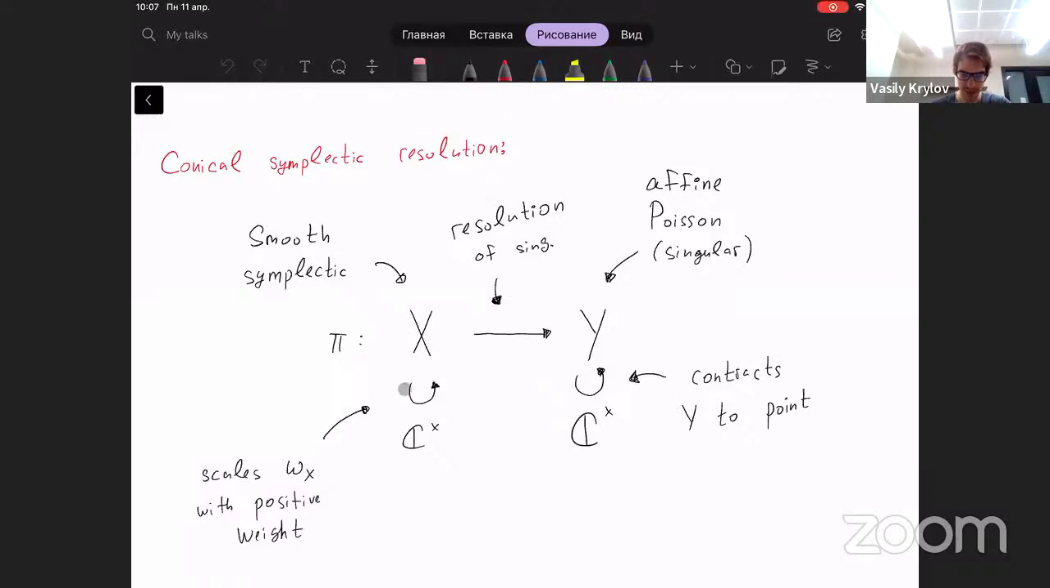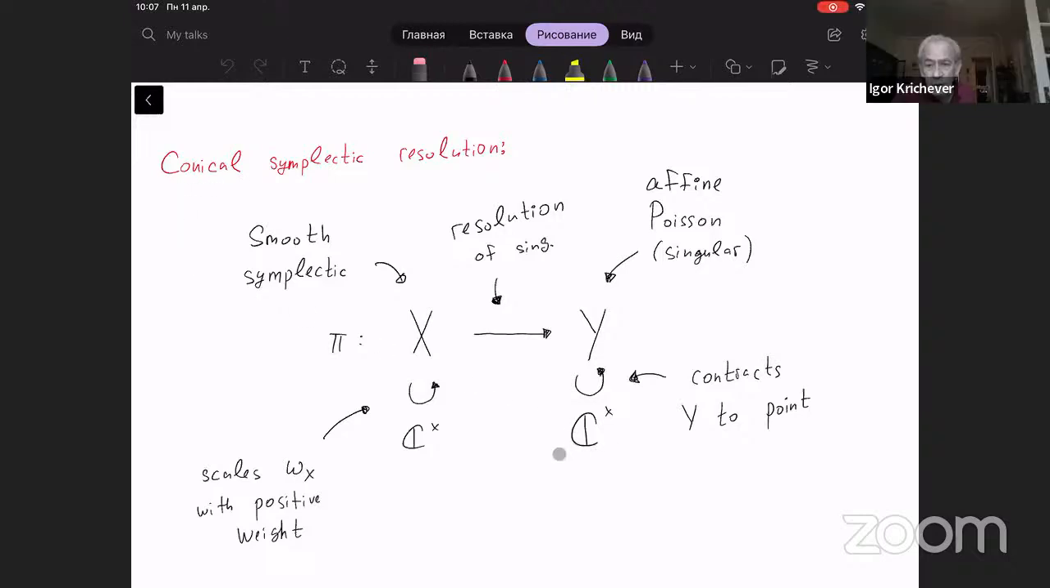And also we have an action of the one-dimensional torus C times on both of these varieties. This action commutes with our morphism, which is denoted by pi, our resolution of singularity. And this action contracts variety Y to one point. That's why this is called a conical symplectic resolution, because we have a conical action of C times on Y.